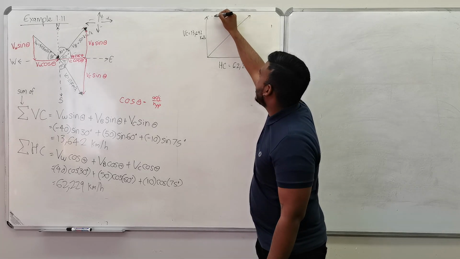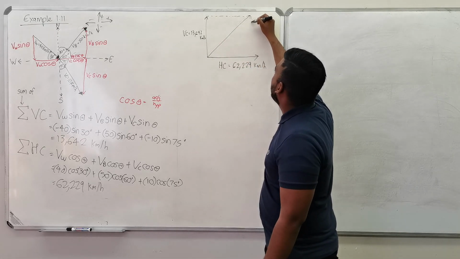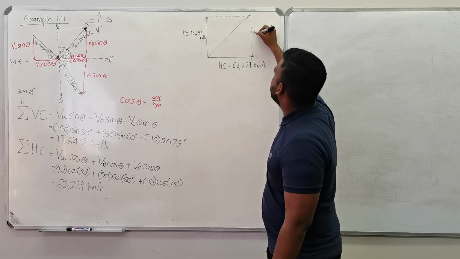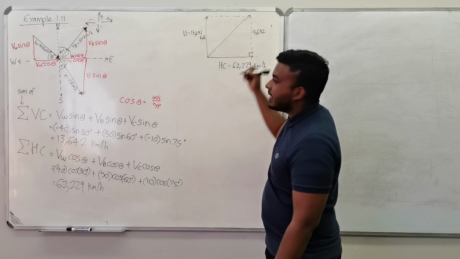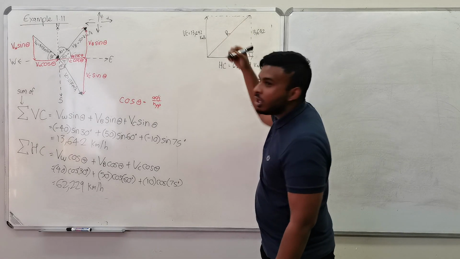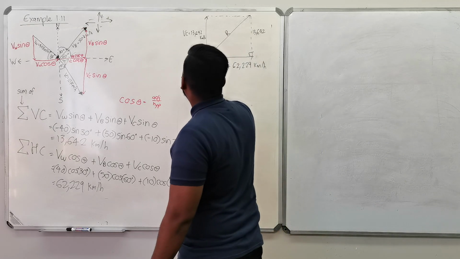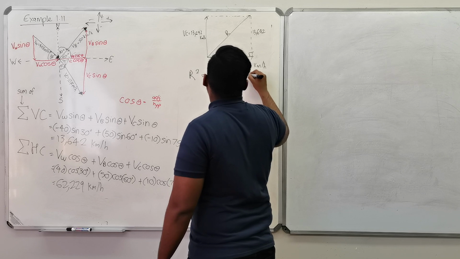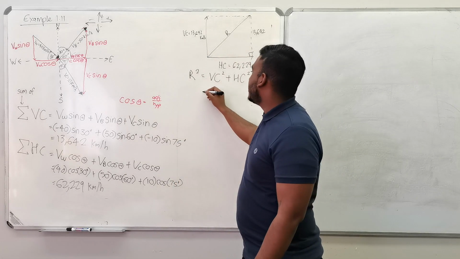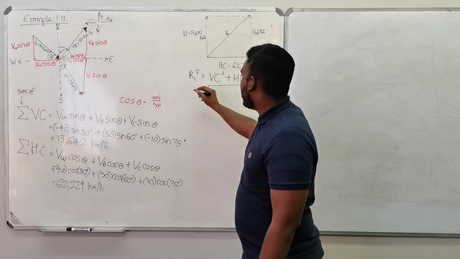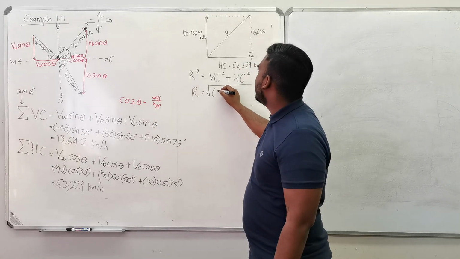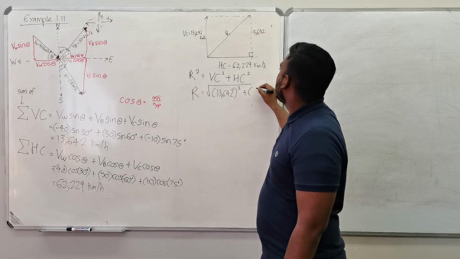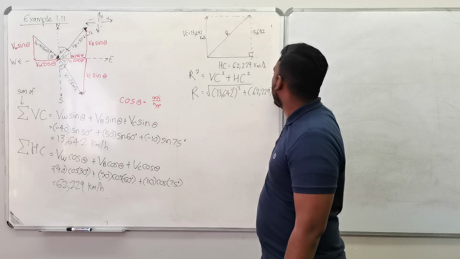Yes? So now we'll draw a parallelogram. This here is also 13.642. This is 90 degrees. And this line here is your resultant. So to work out your resultant, resultant squared is equal to your vertical component squared plus your horizontal component squared. This is equal to the square root of 13.642 squared plus 62.229 squared.